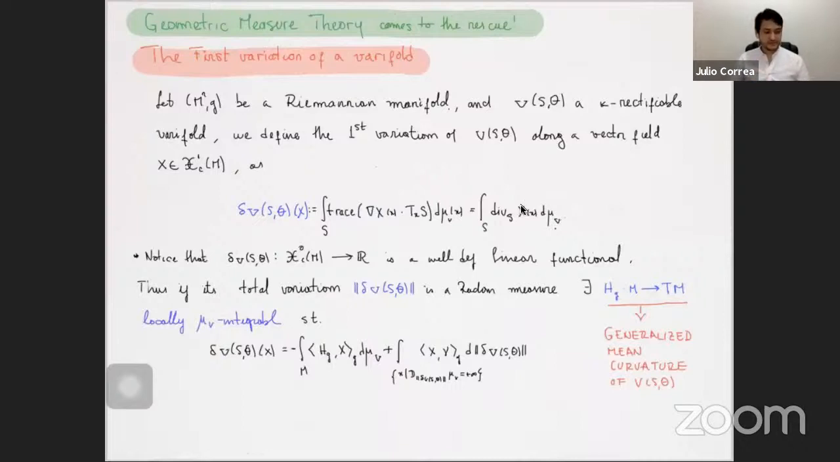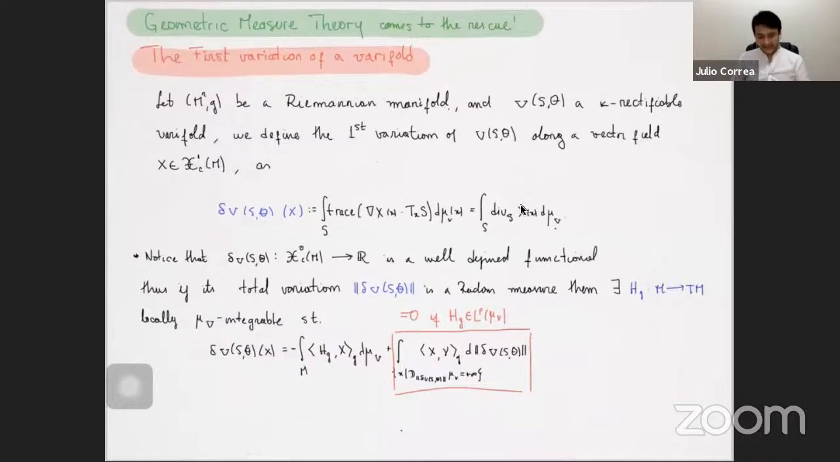a function that I will call H, a function from M to the tangent, locally integrable, such that my function will have this shape. I can express it as the sum of these two measures, right? And this function is what I will call the generalized mean curvature of the varifold.